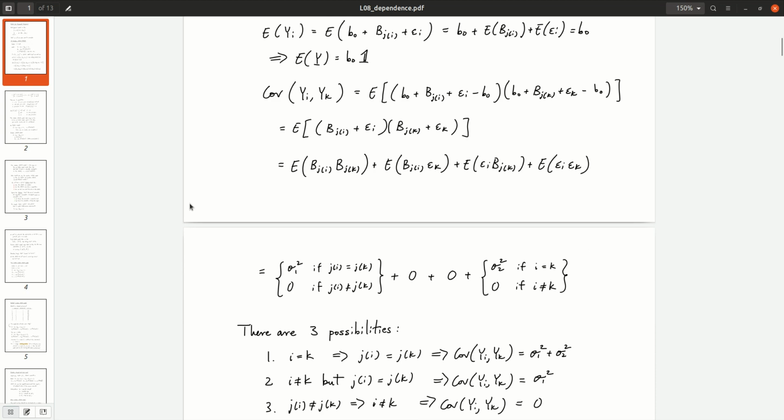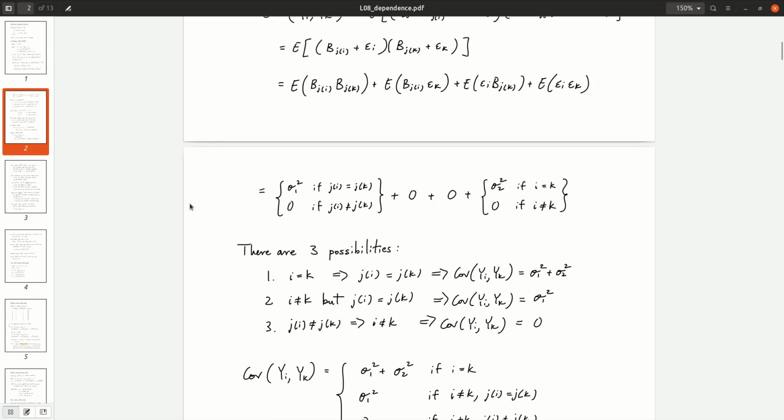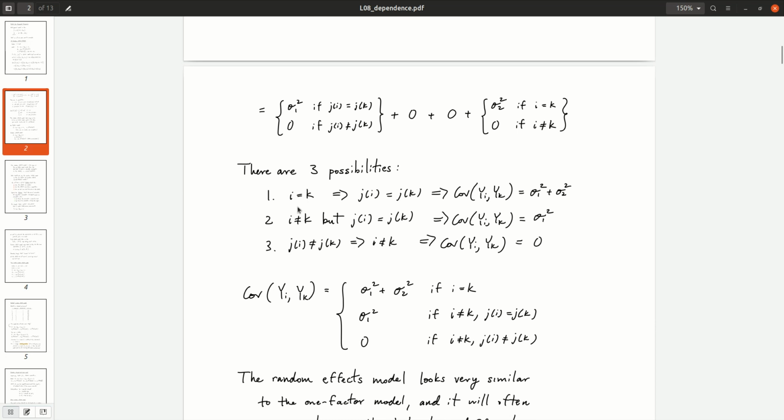So let's put all this together. There are 3 possibilities. The first one is if i equals k, namely if it's the same observation y i and y i, this implies that j of i equals j of k. So if they're the same observation, they must necessarily have the same level of the factor. In that case, we get a sigma 1 squared here, ignore the zeros, plus sigma 2 squared. So in that case, we get this thing.